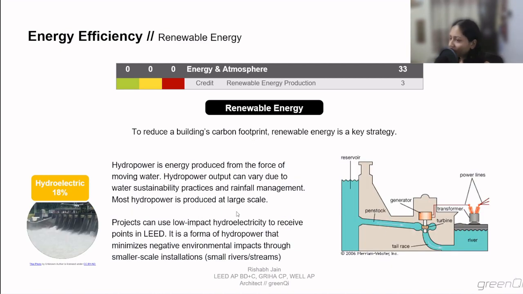Hydropower or hydroelectric power. Hydropower is energy produced from the force of moving water. Hydropower output can vary due to water sustainability practices and rainfall management. Most hydropower projects are done at a very large scale, while projects can use a low impact hydroelectricity plant on their site by using a small river or small streams, so that can be considered when they are going for renewable energy production.